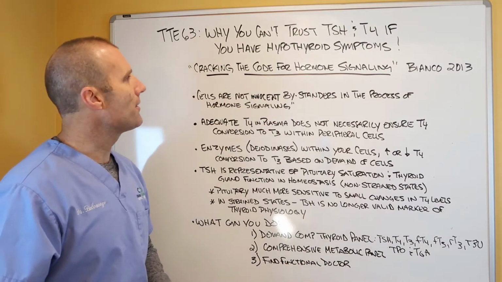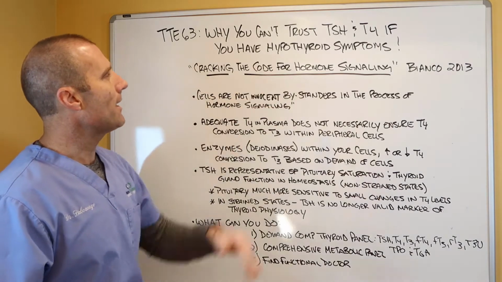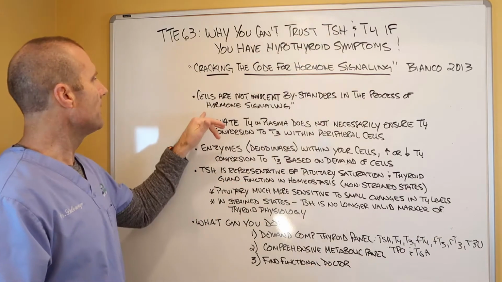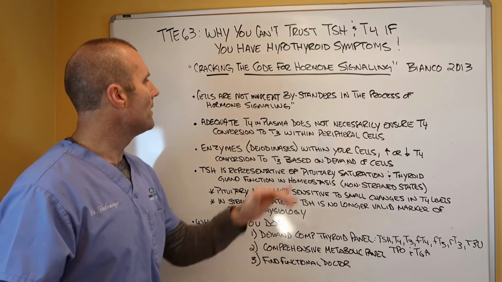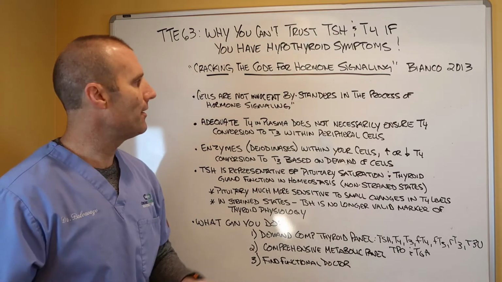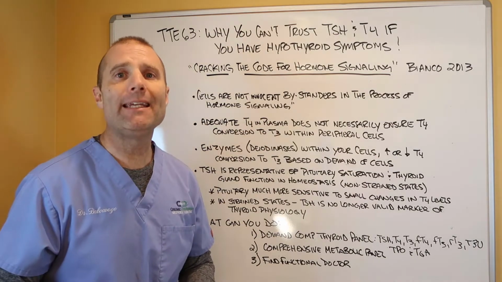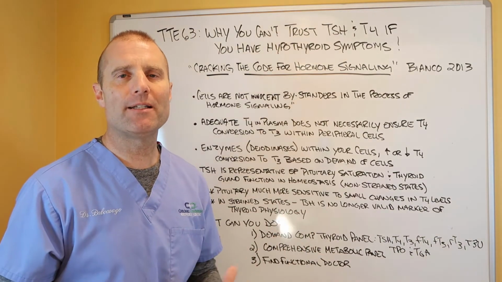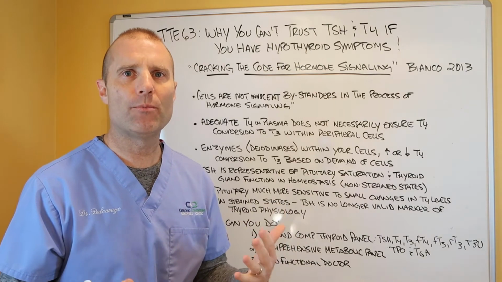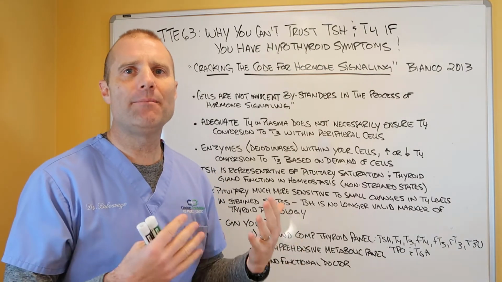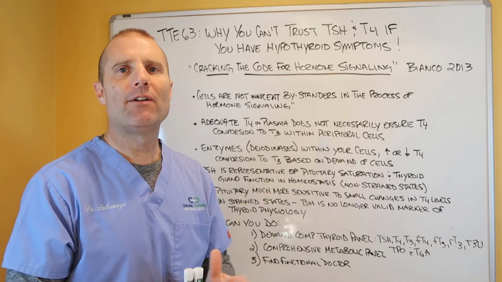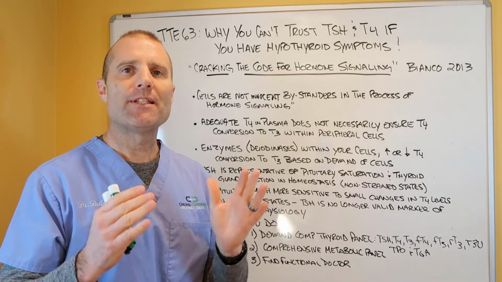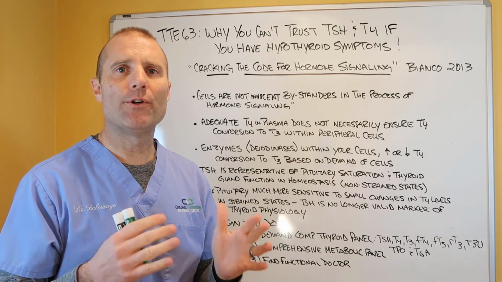So there's a great paper, 2013, by Dr. Bianco, cracking the code for hormone signaling, where he's talking about thyroid hormone signaling. And in that paper, he has a great quote. It says that cells are not innocent bystanders in the process of hormone signaling, meaning that just because the gland produces enough T4 and T3, and just because the plasma levels of T4 and T3 are normal and TSH is normal, doesn't mean that T4 is going to get into the cell and convert from T4 into T3 and stimulate your metabolism. The cells really determine what happens to T4 and T3.